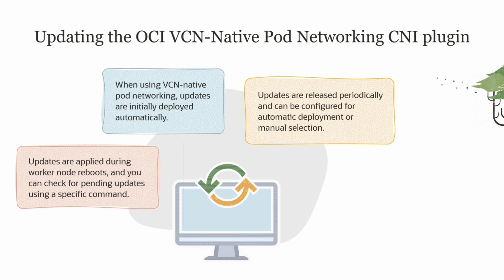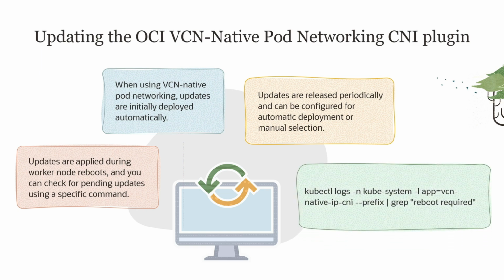Regardless of whether you or Oracle is responsible for deploying updates to this plugin, the updates are only applied when worker nodes are next rebooted. To determine whether updates have been deployed and are waiting to be applied, inspect the VCN native IP CNI daemon set logs by entering the following command. How to interpret the response to the command: if there is an output, it means updates to the plugin are pending and they'll be applied during the next worker node reboot. And if there is no output, no updates are waiting to be applied.